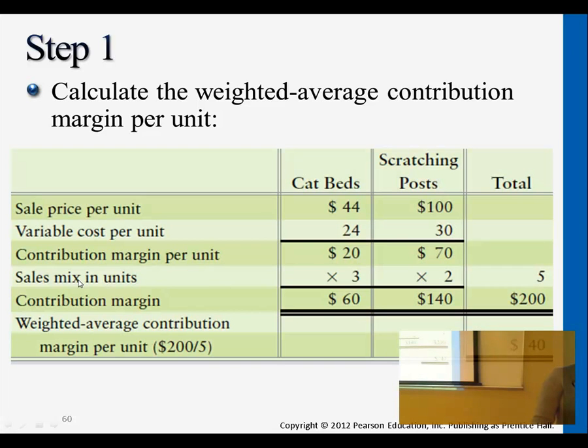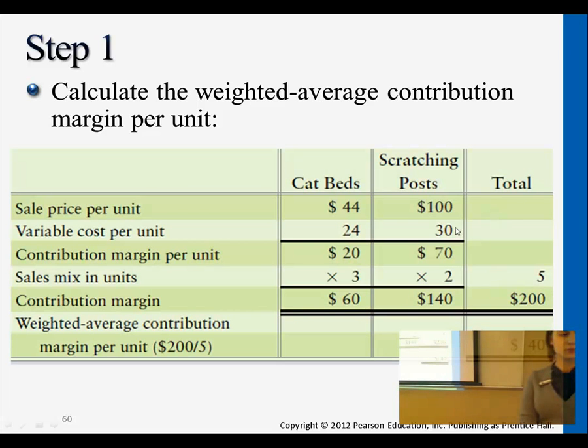We also have a number of different units in the mix. So we have 3 in cat bed and scratching post is 2. So what we're going to do, we'll multiply the contribution margin per unit by the sales mix in units. And that's how we're going to get our contribution margin. All right? So the total is going to be $200. I took $60 and I added $140.